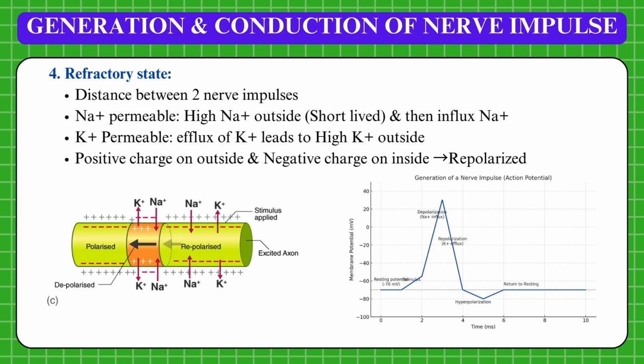The graph shows that at -70 mV, it is in resting potential. At +35 mV, it is depolarized in the action potential state. At -20 mV, it is repolarized and it is called the refractory phase.